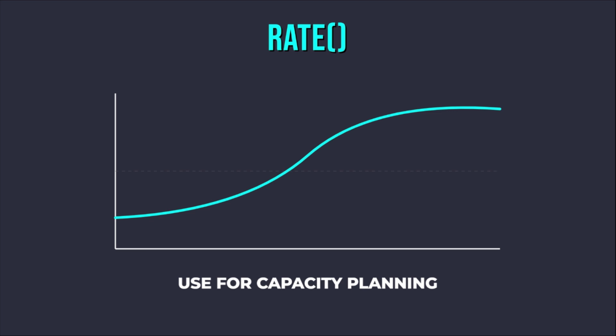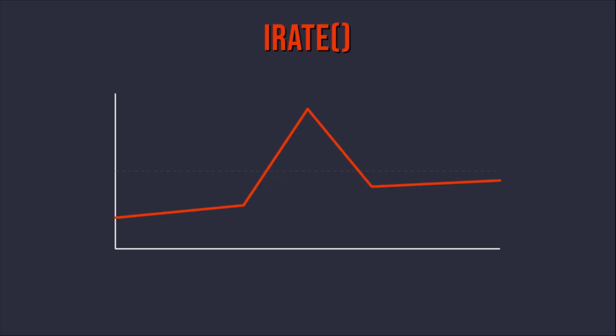The rate function calculates the average per second increase over the entire specified time range. This smoothing effect is useful for long-term trends, but obscures rapid short-lived spikes. The irate function, or instantaneous rate, calculates the rate of increase based only on the last two data points within the time window. Irate is superior for alerting on sudden critical changes, such as immediate drops in throughput or sharp latency increases, because it reacts instantly to recent data.